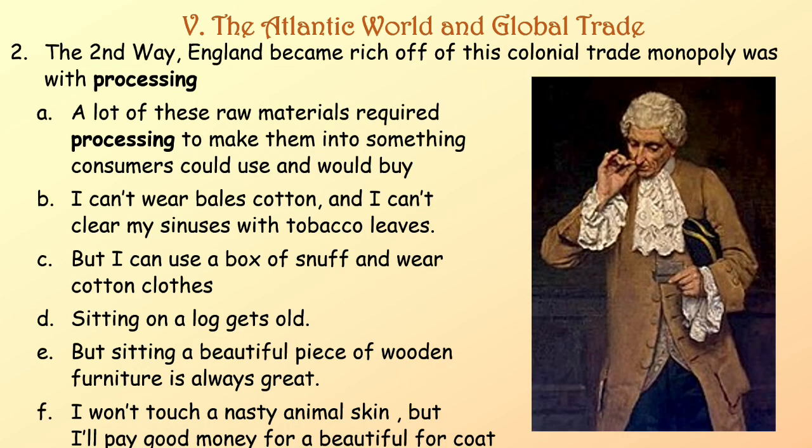The second way that England became rich off of this colonial trade monopoly was with processing. A lot of these raw materials required processing to make them into something that consumers could use and would buy. I mean, I can't wear bales of cotton, and I can't clear my sinuses with tobacco leaves. But I can use a box of snuff, and I can wear cotton clothes. Sitting on a log, that gets old. But sitting on a beautiful piece of wooden furniture that's made from the log, that's always great. Or how about animal skin? I won't touch a nasty animal skin, but I'll pay good money for a beautiful fur coat. The point is, these things have to be processed.